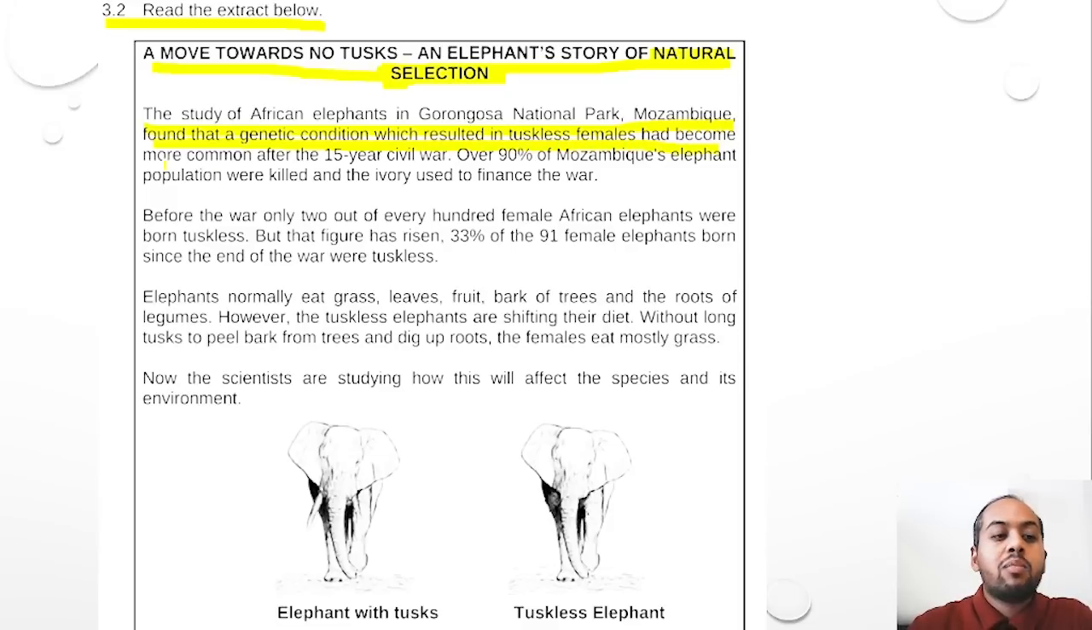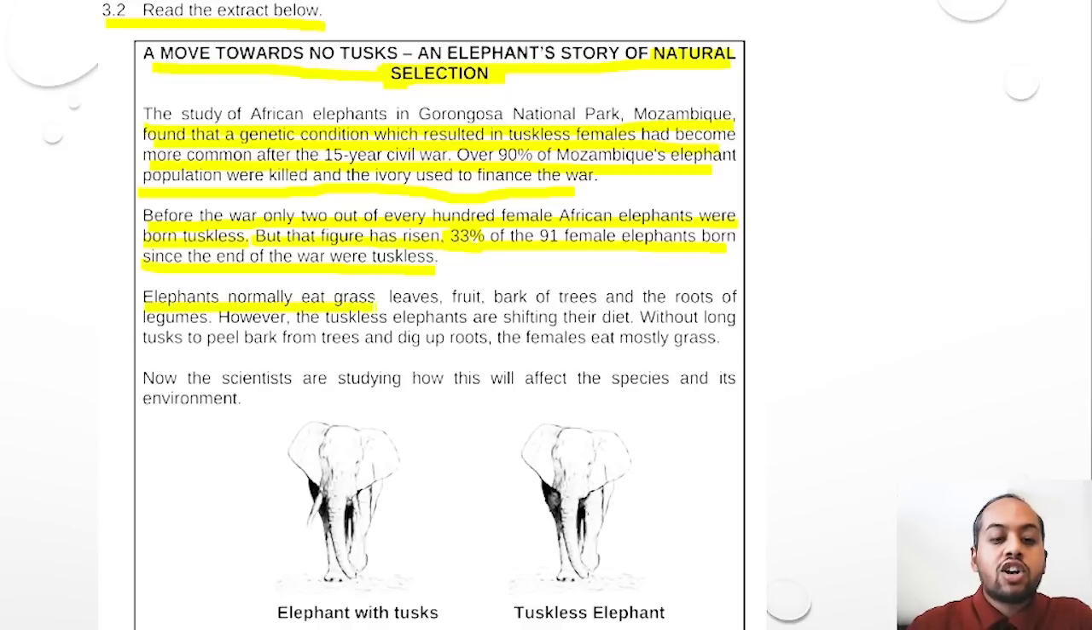females had become more common after the 15-year civil war. Over 90% of Mozambique's elephant population were killed and the ivory used to finance the war. Before the war, only 2 out of every 100 female African elephants were born tuskless. But that figure has risen: 33% of the 91 female elephants born since the end of the war were tuskless.